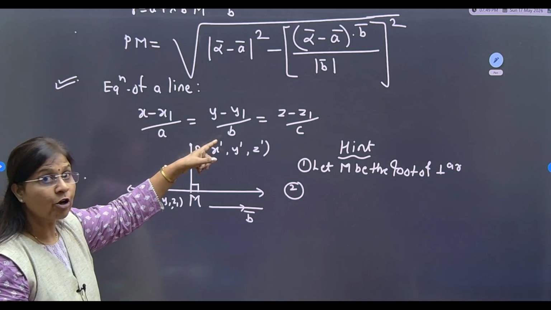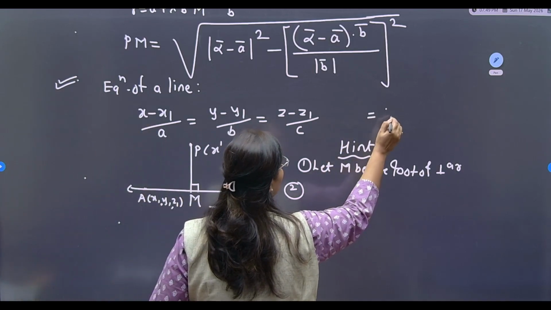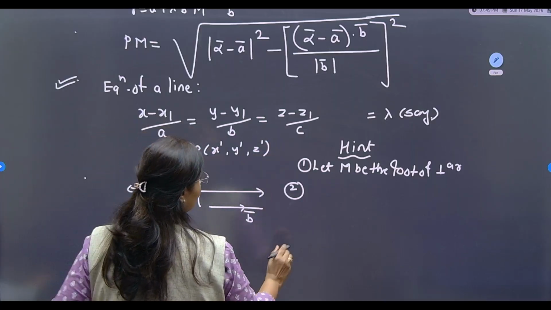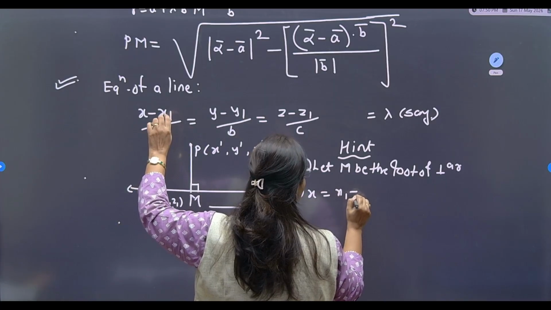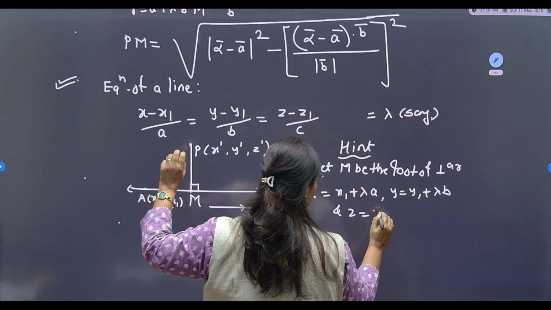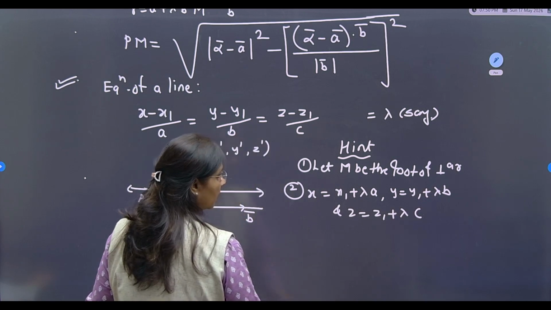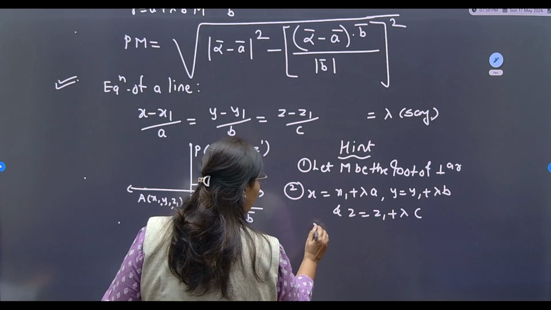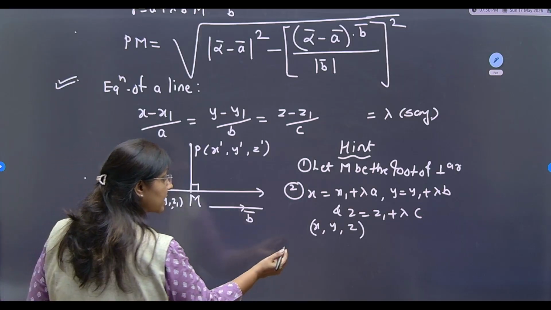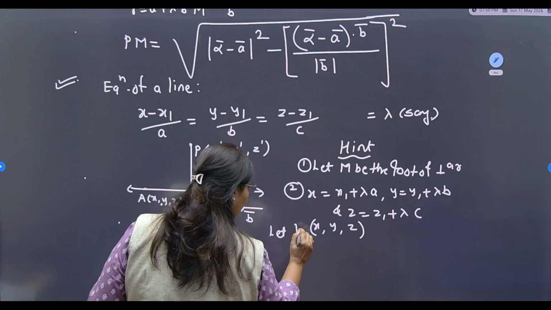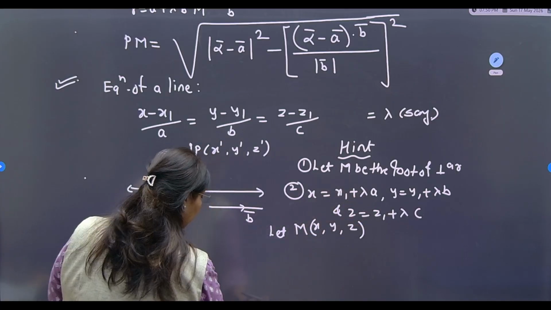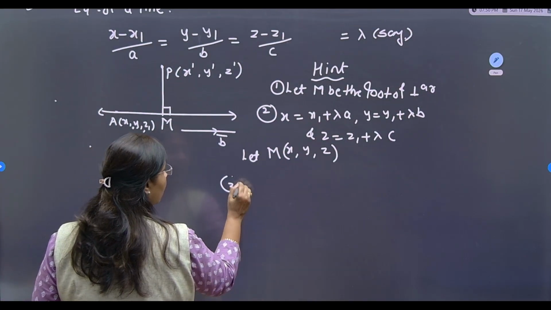Equate each part of the equation of the line to lambda. Therefore x is x1 plus lambda a, y is y1 plus lambda b, and z is z1 plus lambda c. These are the coordinates of any point on the line, that is here M, the foot of perpendicular. Let that point be M. Then we need to find the value of lambda.